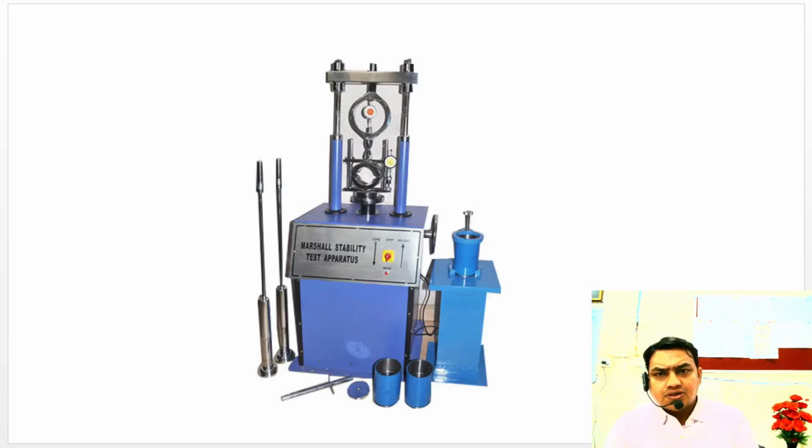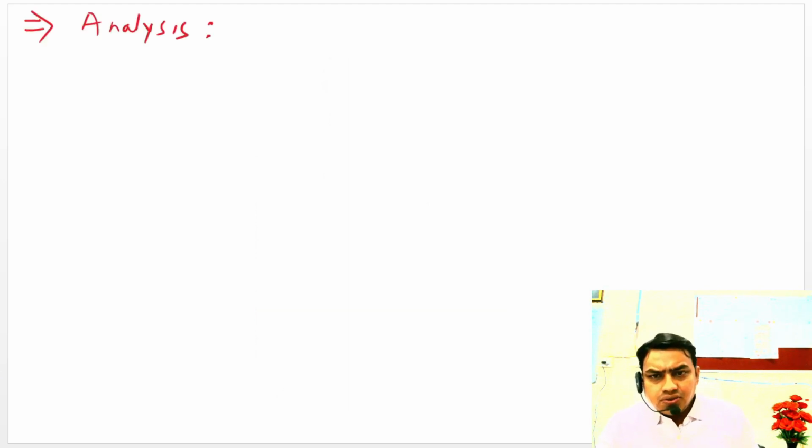This is the apparatus, that is Marshall stability apparatus. Here we can see that this is our mold and this is the hammer, and this is the specimen placed, and this is the dial gauge. With the help of the dial gauge we have to read the value of load and deflection. So let us do the analysis.